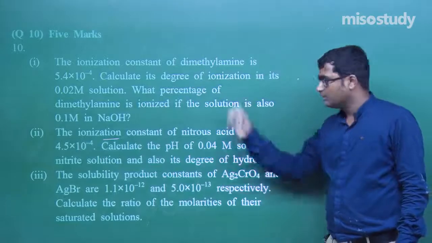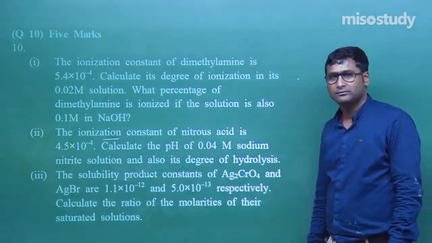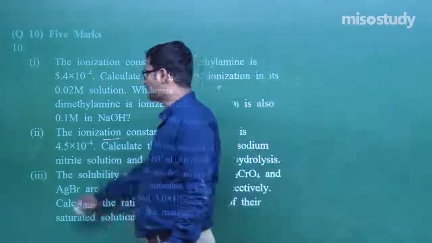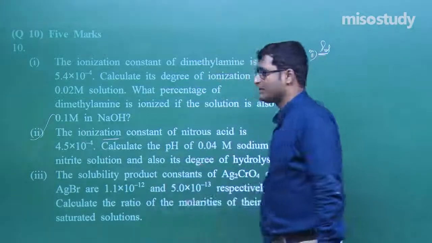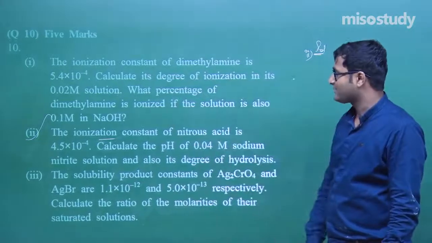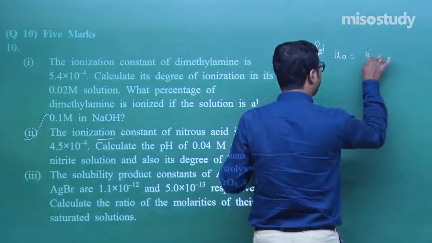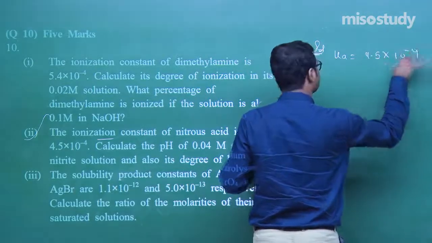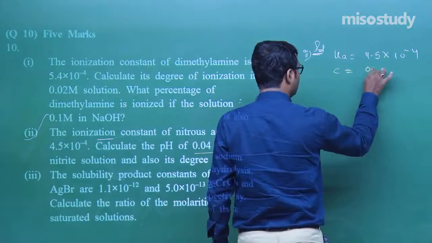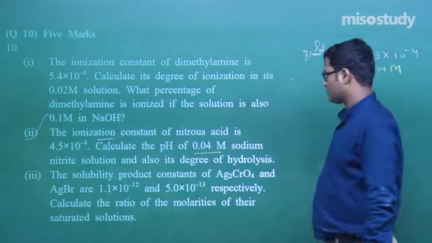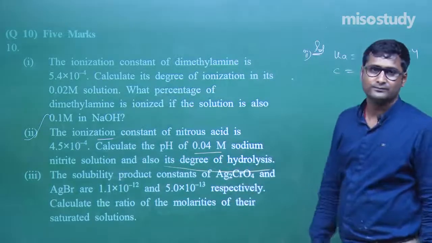Now, read this question. I am not going to help you. It's your turn. Can you solve? I am starting from this one. What to do? Because this is a first formula based question. The ionization constant of nitrous acid is given, Ka is equal to 4.5 into 10 to the power minus 4. Calculate the pH of 0.04 molar sodium nitrite solution, and also the degree of hydrolysis.